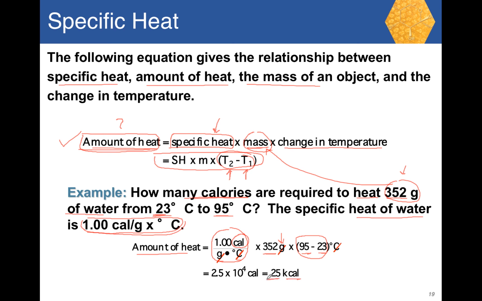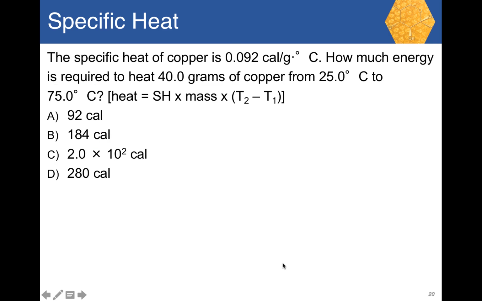So this should be your answer here, which is 25 times 10 to the 4th calories, a large number. Or if you want, you can report that in kilocalories. Remember, the conversion here is 10 to the 3rd. So a calorie is equal to 10 to the minus 3rd kilocalories. Okay, so let's look at this. Here is an example.